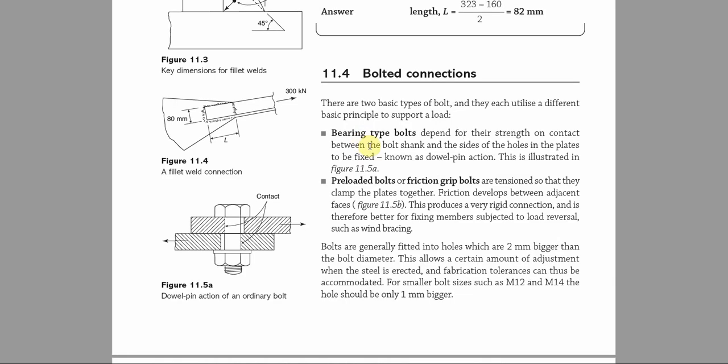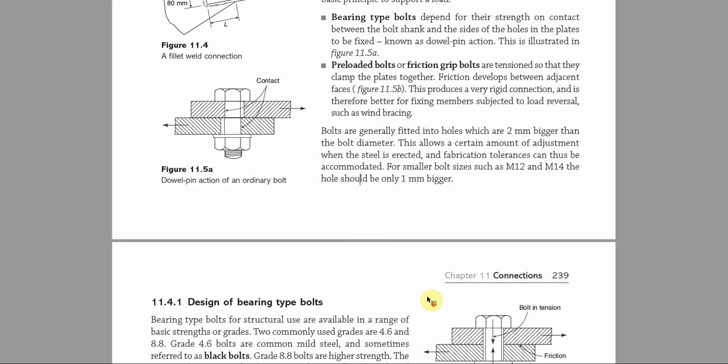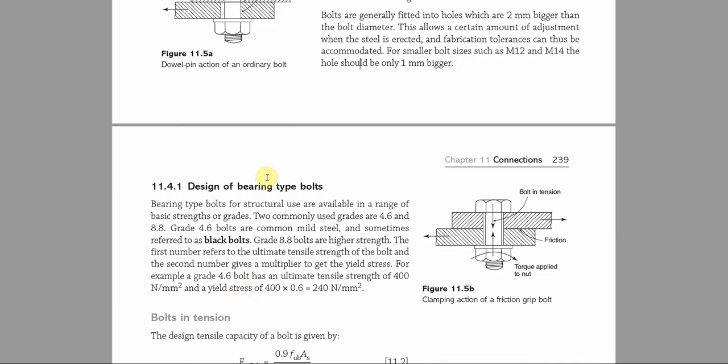So let us look at bolts. They are generally fitted into holes which are 2 mm larger than the bolt diameter. Why are we doing that? So that whatever bolts we are using, there must be a tolerance so that they will be able to enter. This 2 mm is used for the tolerance, and this allows a certain amount of adjustment when the steel is erected, and fabrication tolerance can thus be accommodated. For smaller bolt sizes such as M12 and M14, the holes should be around 1 mm bigger. But when the bolt is bigger than that, we have to increase the hole.